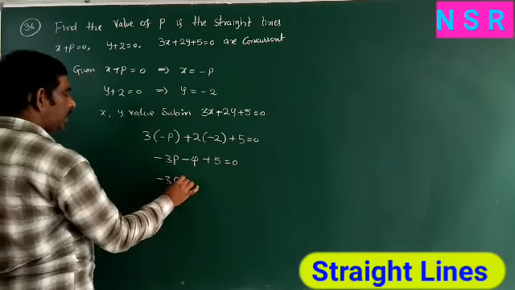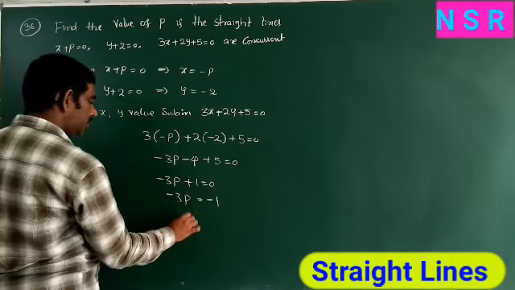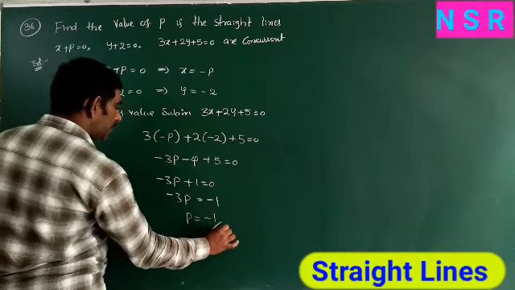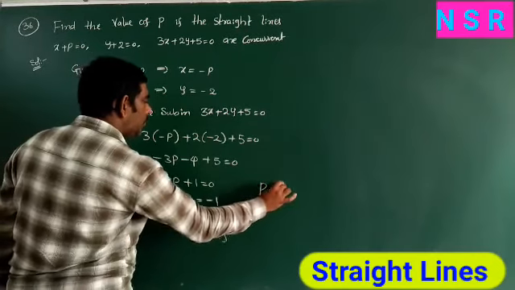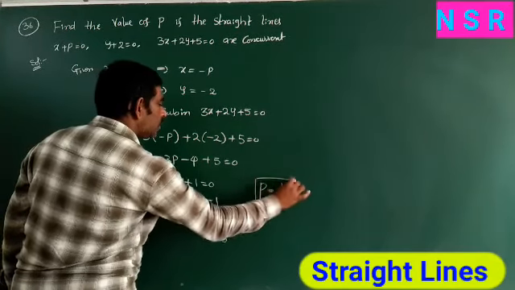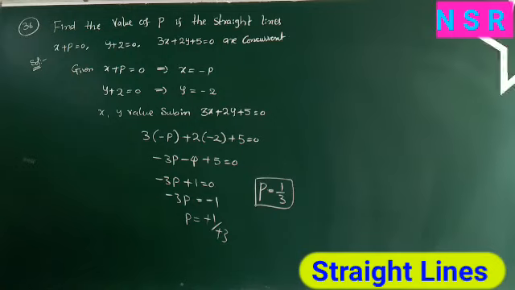Minus 3p minus 4 plus 5 equal to 0, minus 3p equal to minus 1. Now p equal to minus 1 by minus 3, minus minus get cancelled. So p equal to 1 by 3. So this is the value of p if the given lines are concurrent. So by using first and second equation find xy values, substitute those xy values in equation 3, we get p value that is equal to 1 by 3.